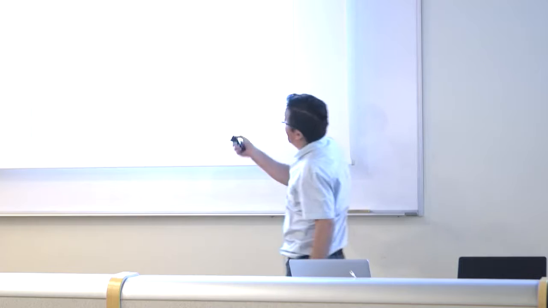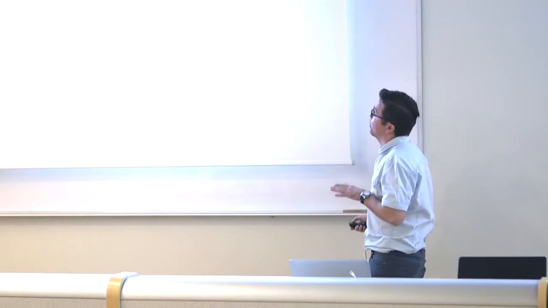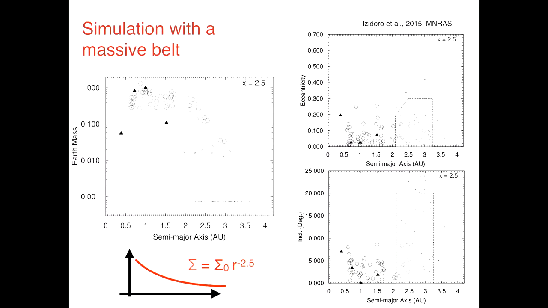So, simulations with a massive belt. Let's just redo the exercise that we did before. Here we have a simulation with again a very massive belt that's very similar to what we get from the classical scenario. So there's a lot of mass in the belt, with x equal to 2.5. The distribution of mass is like this. It's not that steep. So you have here again the simulated planets and the real ones as triangles.